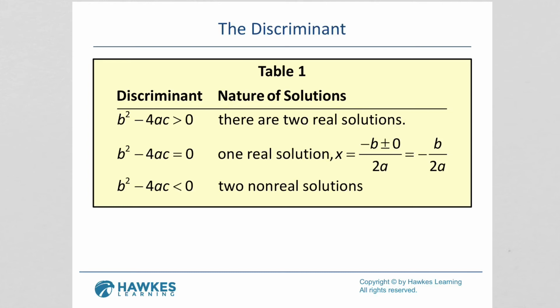The discriminant is the part that's under the radical in the quadratic formula. So it's the b squared minus 4ac. That's the discriminant. If b squared minus 4ac is greater than 0, which is a positive number, there are two real solutions. If the discriminant, which is b squared minus 4ac, is equal to 0, then you're only going to have one solution, which is going to be the opposite of b over 2a. And then finally, if b squared minus 4ac is less than 0, or a negative number, you're going to have two non-real solutions.